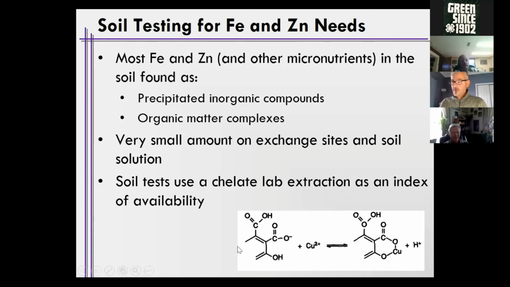And I showed you this picture before. This chelate can grab a hold of nutrients that are either present on exchange sites or maybe on the edges of mineral phases that contain iron, zinc, manganese, copper, and chelate or complex those phases into a phase that looks like this. So when the DTPA extraction is performed at a testing facility and they measure the quantity of iron, zinc, manganese, and copper in your soils, they're measuring this complex phase. That's what they're measuring.